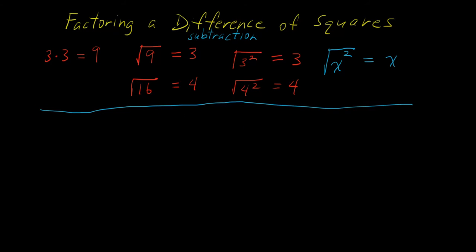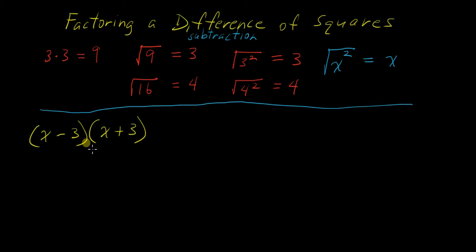Okay, now let's talk about a little scenario here. What if I have a binomial? A binomial is simply a math expression that has two terms. Terms are things separated by plus and minus. Here I have an x and a 3, and they're separated by a minus. That is a binomial, two terms. And I'm going to multiply it by another binomial that is the same, except the middle sign is different. That's the only thing different.